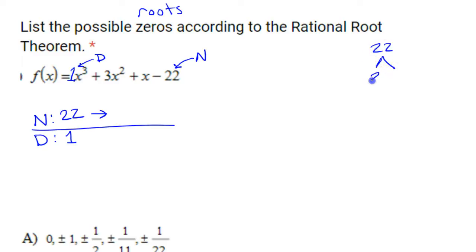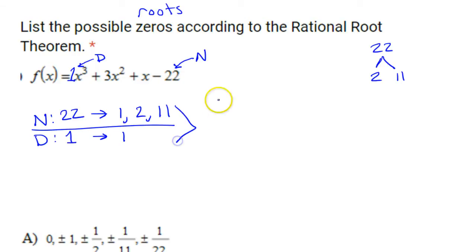22, this is 2 times 11, and both of these are prime numbers, so other than 1, these will be the only numbers that are factors of 22. So my complete list of factors of 22 are 1, 2, and 11. So those are my possible numerators of rational roots. Now 1 is the only thing that divides evenly into 1, so that's it.